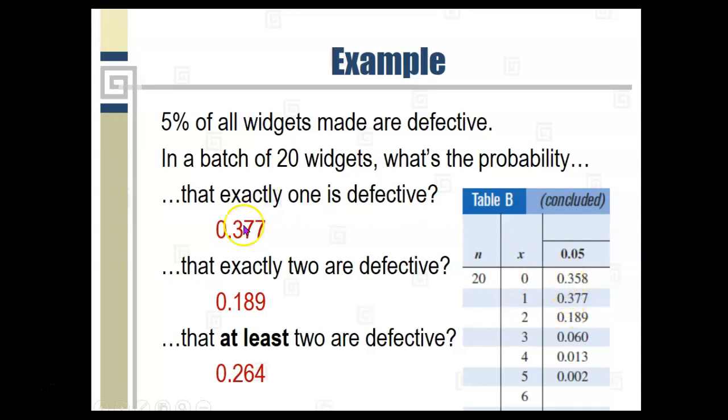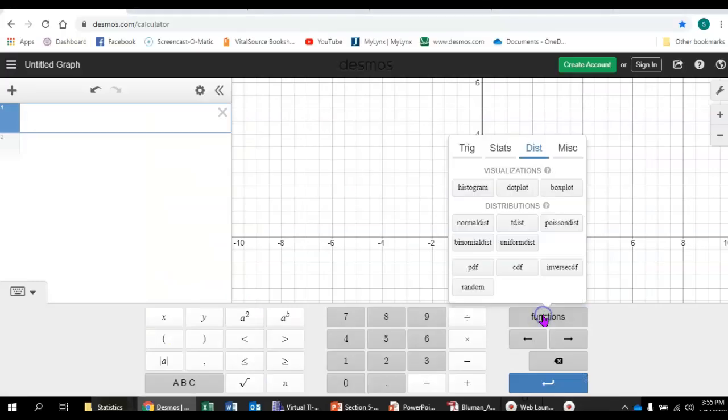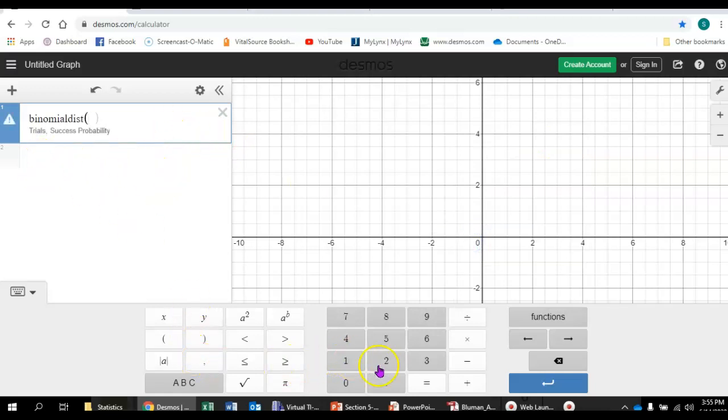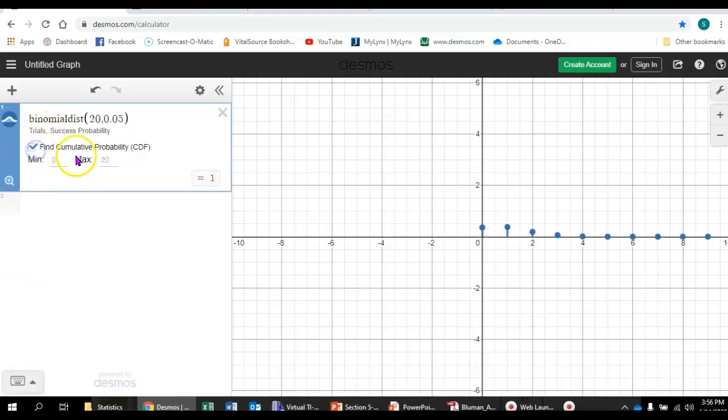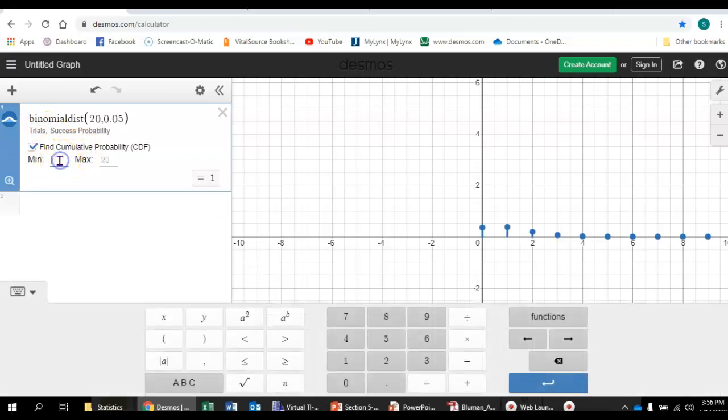And if you were using that Desmos app, we could do it by giving it 20 for n, 0.05 for p, and then saying x is a minimum of 2 and a maximum of 20. So under functions, distributions, binomial distribution, the number of trials is 20. The success probability is 0.05. And where it says find cumulative probability, give it a minimum of 2 and a maximum of 20. And there it is, 0.264 something.